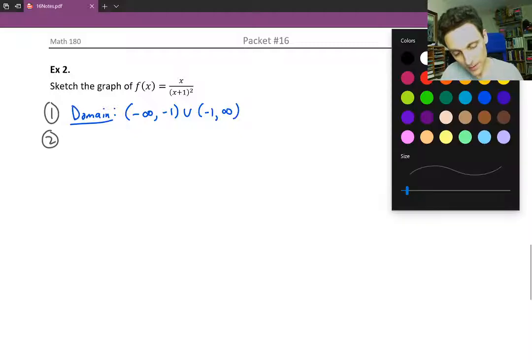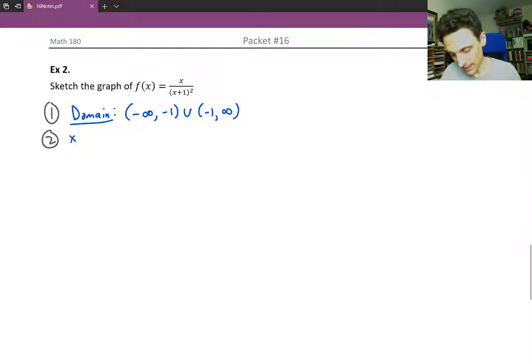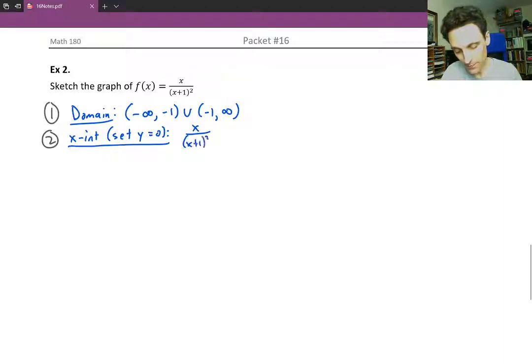So the second thing will be to find the x-intercepts. Again, remember, to find the x-intercepts, you set y equal to 0, or in other words, set your function equal to 0. But as we were saying in some of the previous packets of the trilogy, the only way a fraction can be 0 is if the top of the fraction is 0. So we can just write the top of the fraction equals 0.